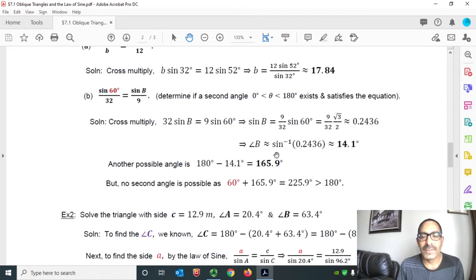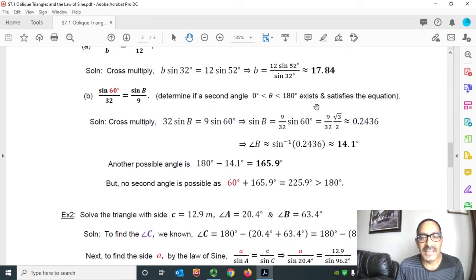So we found the value of b is 14.1 degree, and another possibility is b equals 180 degree minus 14.1, which is 165.9 degree. Great.